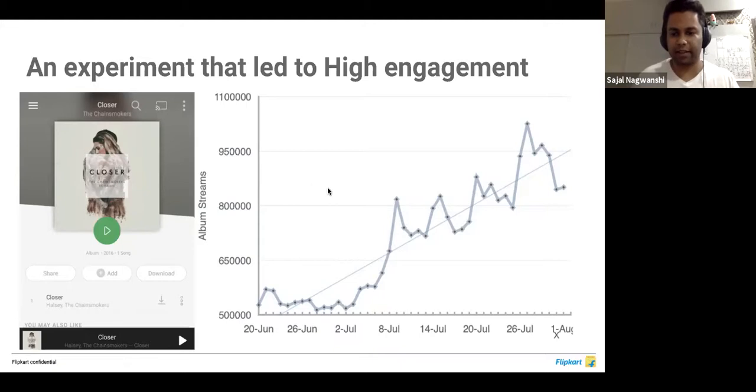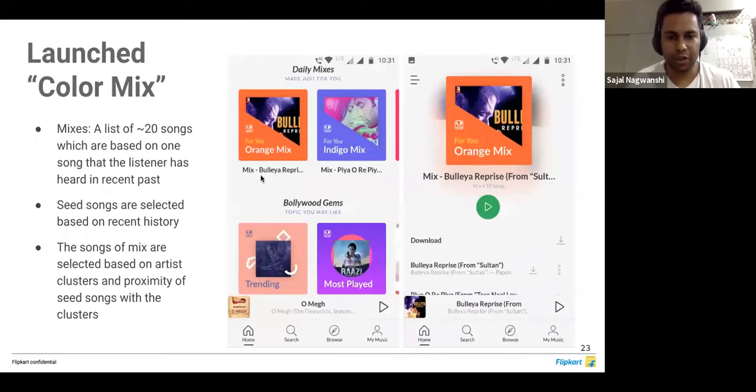What we realized after running the experiment for one whole month was that there was a sustained increase in album streams. That verified that this hypothesis was working well, and that this behavior we identified sits somewhere in the middle of the passionate and the passive listeners, and we could leverage it. So we created a feature called color mixes. You can see here: orange mix, indigo mix, and so on. If you used Saavn back in 2018 and onwards, you would have seen this feature.